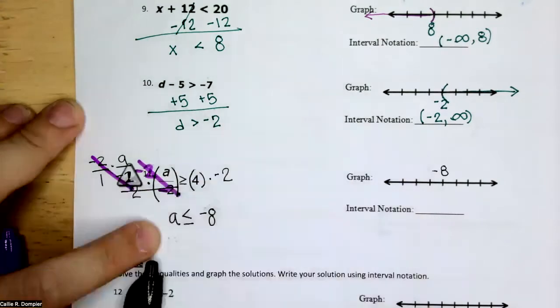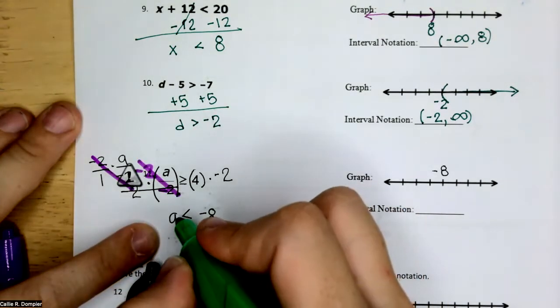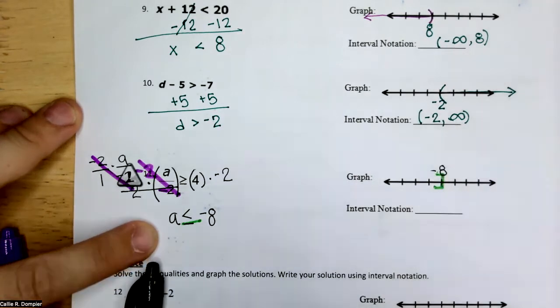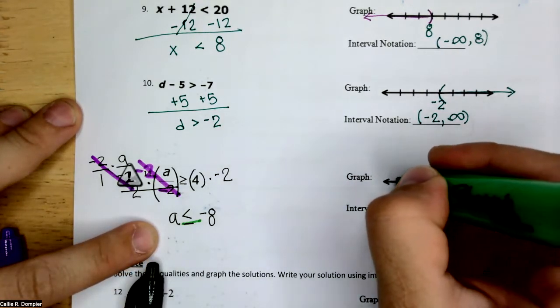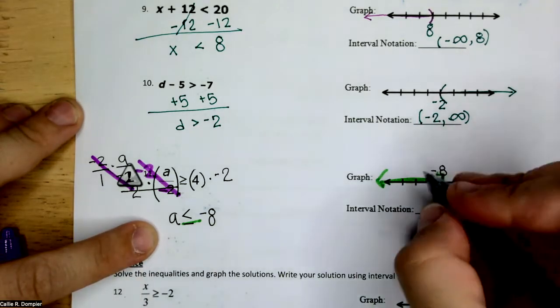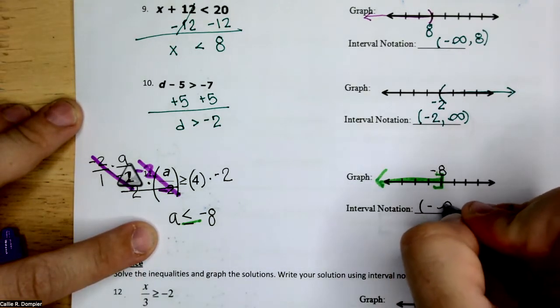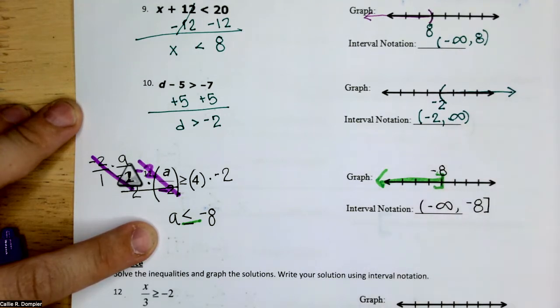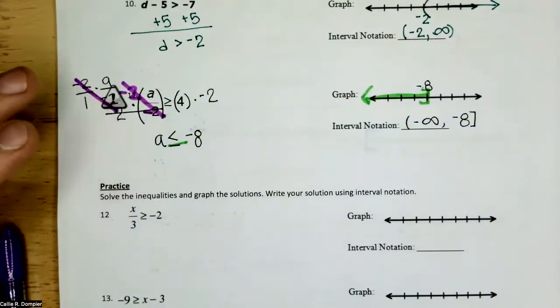Equal to, because of the equal to symbol, we need to make it a bracket, and it's less than, so I'm going to draw the arrow that way. That means it starts at negative infinity, goes to -8 with a bracket. Means includes -8.